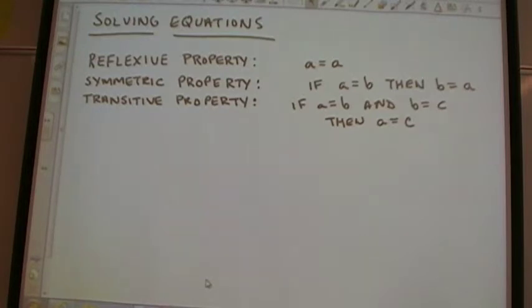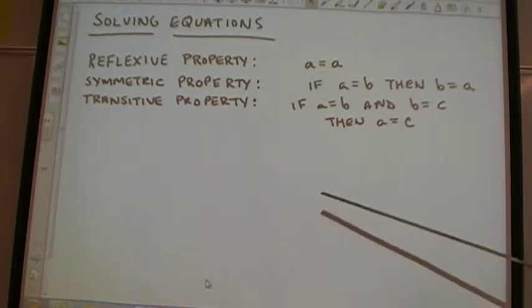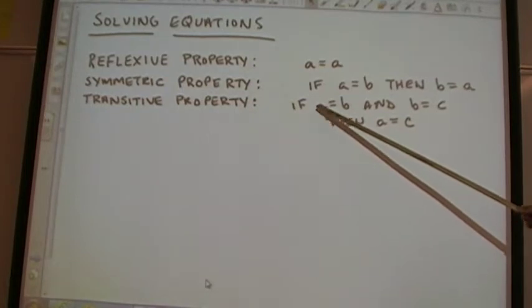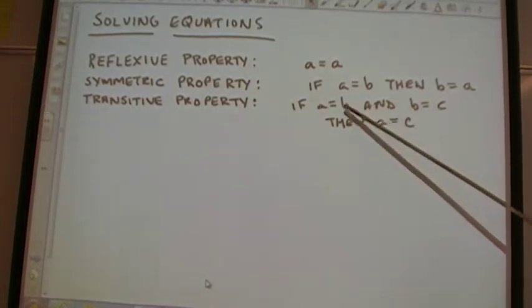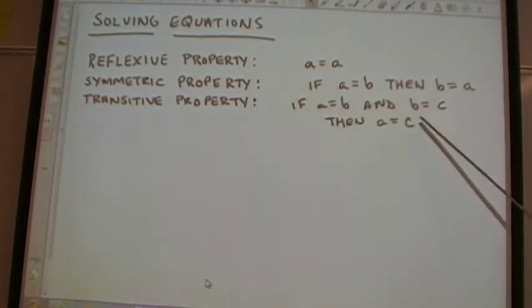Reflexive property is basically saying a number is always equal to itself. A equals A. Symmetric property says that the order does not matter. If A equals B, then B must equal A. And transitive throws a third number in there. If A equals B and B equals C, then A must equal C, right here.